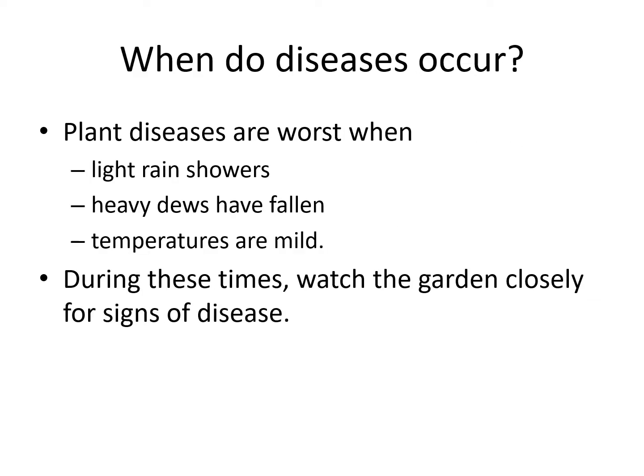Okay, so when do these diseases occur? Well, most plant diseases are worst when we have light rain showers, heavy dews, and mild temperatures. When we get a hard rain, as I said before, the splashing water can spread the viruses and the bacteria. But fungi, they like it cool and wet. So during these particular times, when it's cool and wet, we have light or heavy rain showers, when we have heavy dews in the morning, and when our temperatures are mild or cooler than normal, we need to watch closely for any sign of disease.